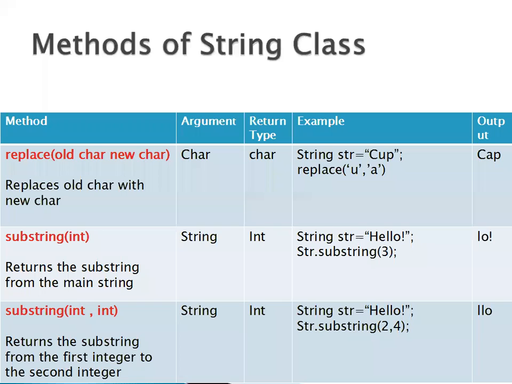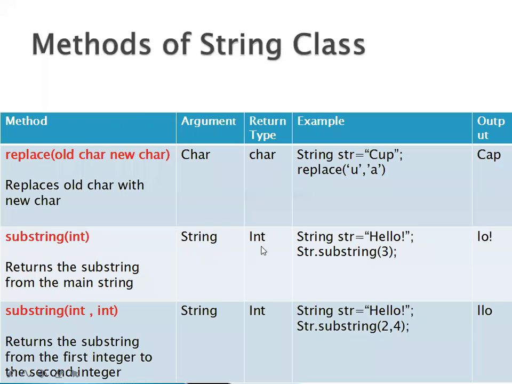But I have to tell the compiler from which position. So the index position I have to tell now. So that's why int is the data type. It is the argument type. Substring has one argument, int. And the return type is string only.